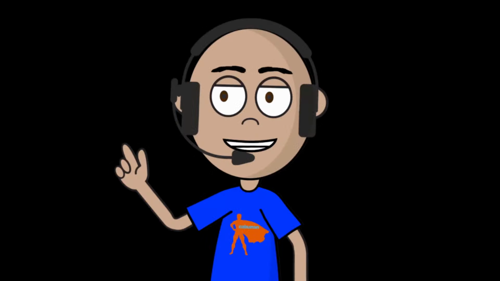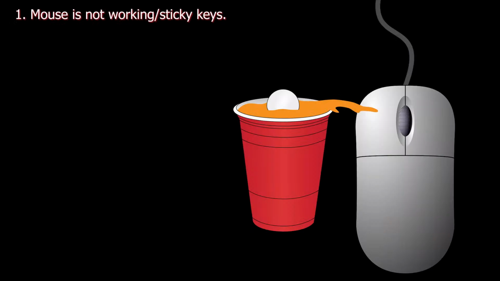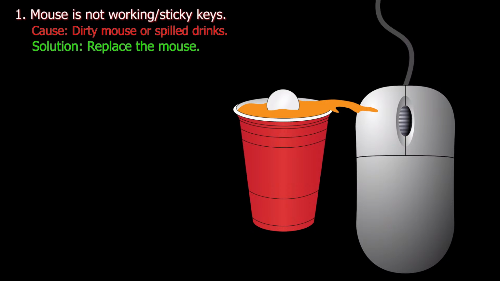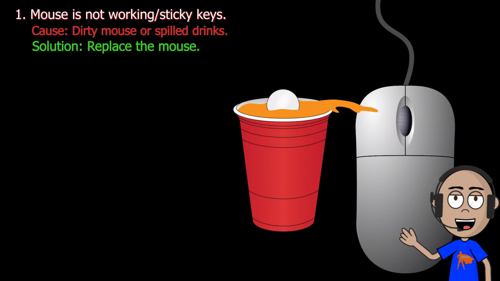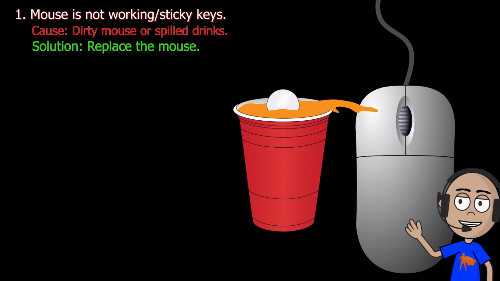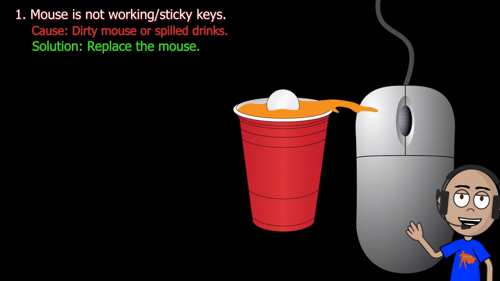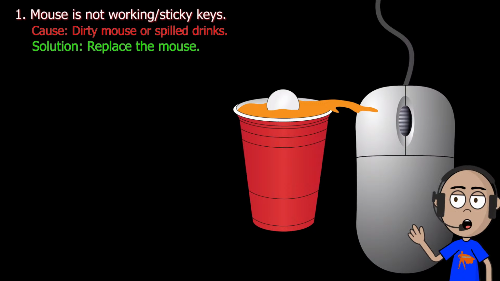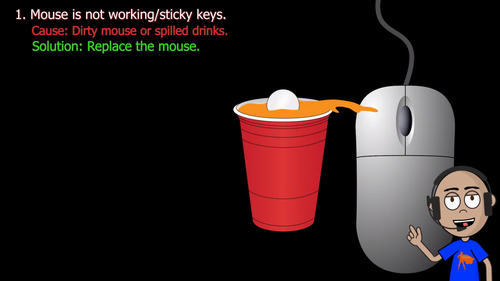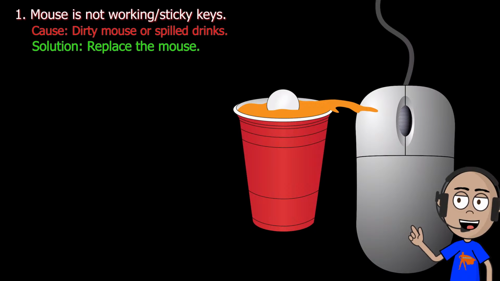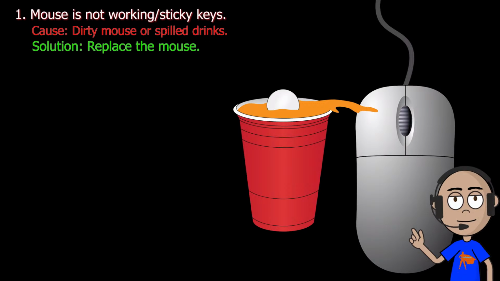All right, let's take a look. Number 1, mouse is not working or it has sticky keys. Cause, dirty mouse or spilled drinks. Solution, replace the mouse. So this type of thing can happen fairly often. I mean, people are using their computers, people will be eating at their desk, and people will be drinking at their desk. This type of stuff happens, and of course you can just simply have an old mouse that just needs to be replaced. Very simple one.